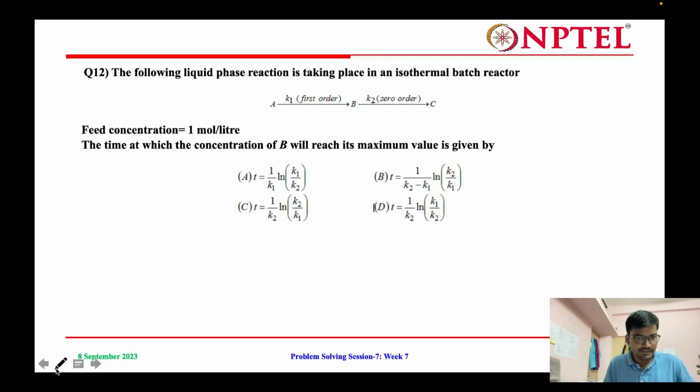Question number 12. The following liquid phase reaction is taking place in isothermal batch reactors. A gives B and C. The first is first order and the second is zero order. The feed concentration is 1 mole per liter. The time at which the concentration of B will reach its maximum value is given by.